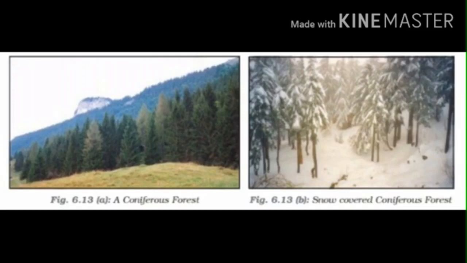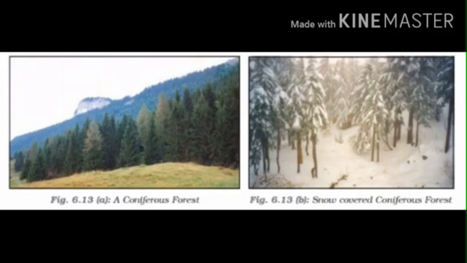Children, next what we discussed, different types of forest. What are the different types of forest you may know? First one is tropical evergreen forest, then tropical deciduous forest, then temperate evergreen forest, then temperate deciduous forest, then Mediterranean vegetation, then last one is coniferous forest. First, tropical evergreen forest. Tropical evergreen forest is also what, children? Tropical rainforest. Then tropical deciduous forest is also called tropical monsoon forest.